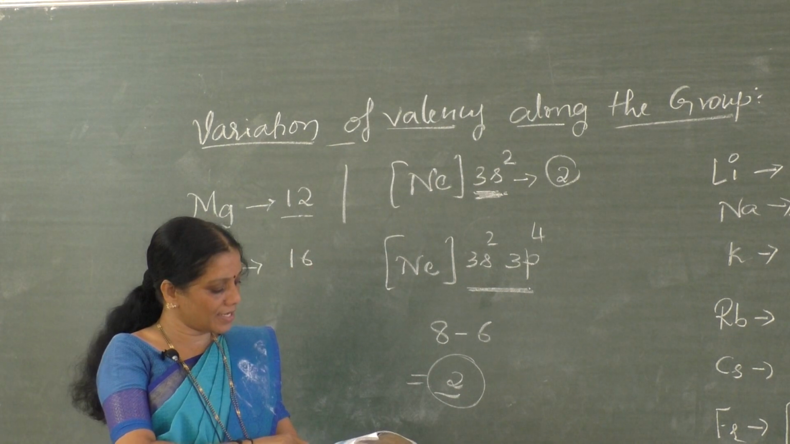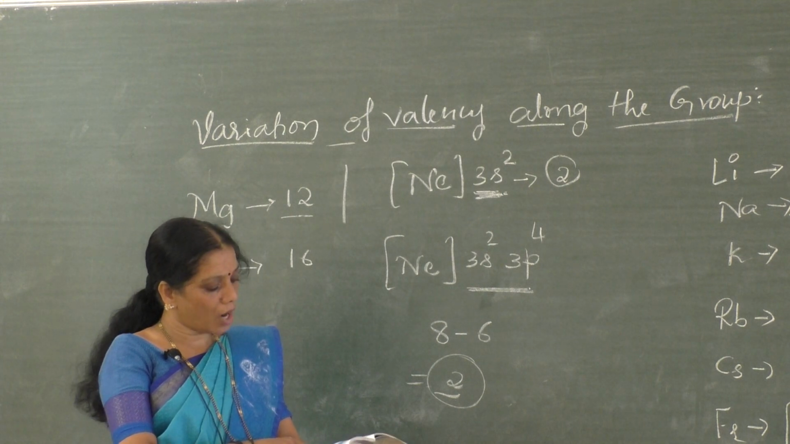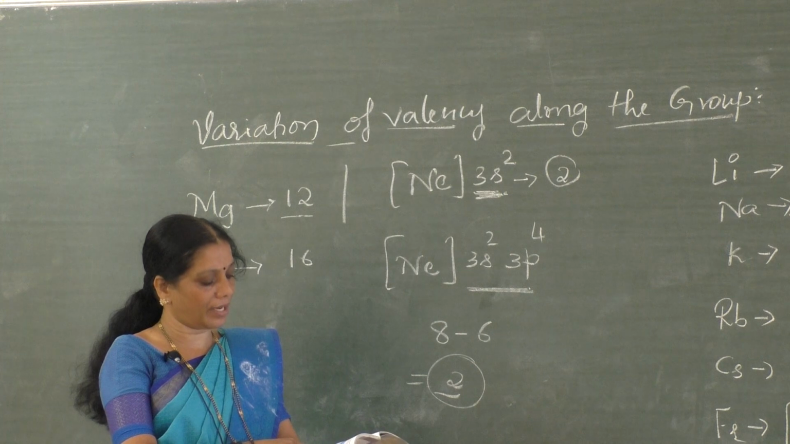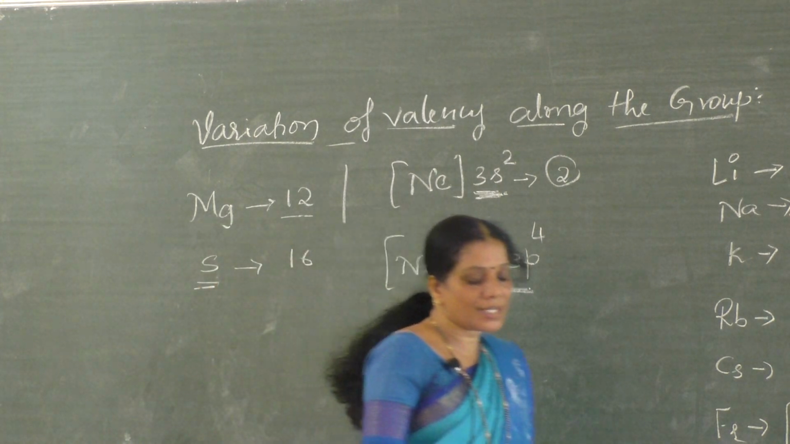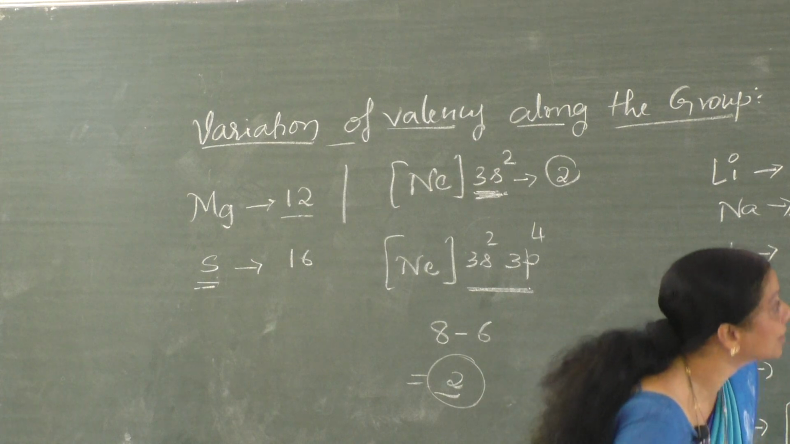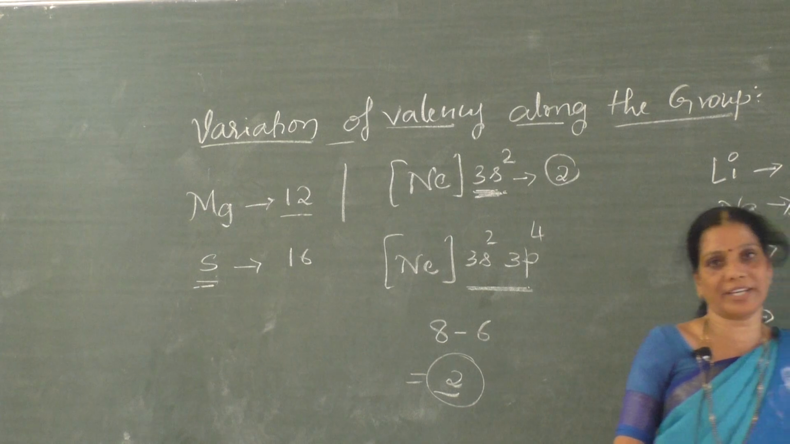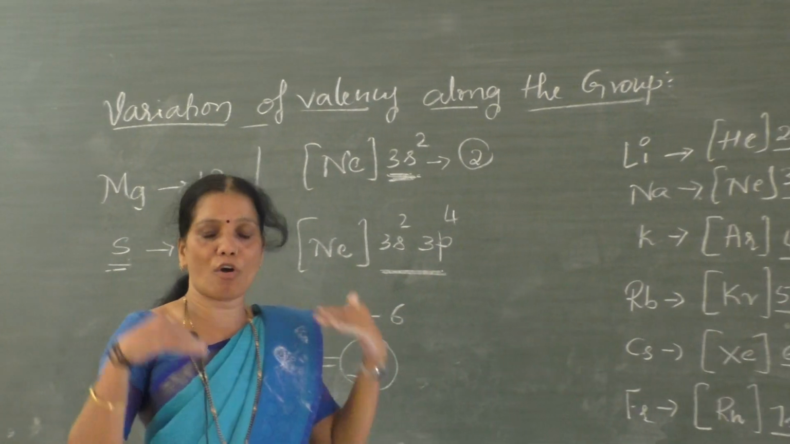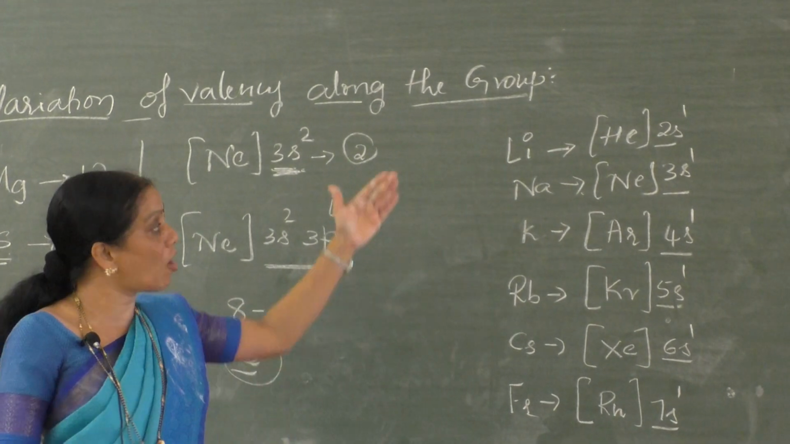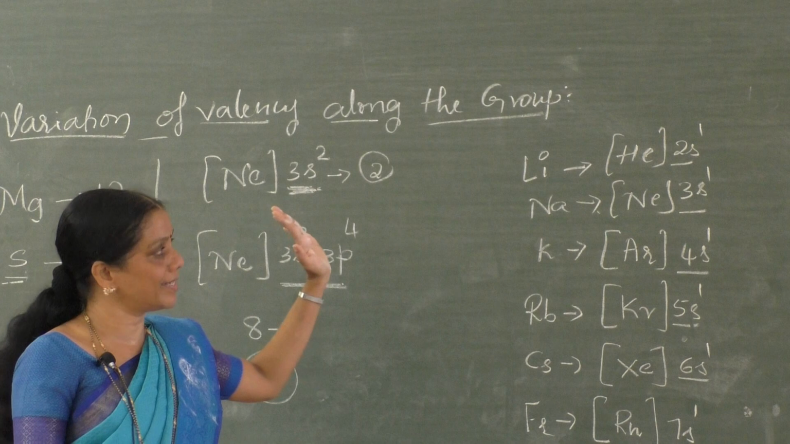Okay. Next, the last question of the activity 5.6. How does the valency vary in going down a group? That is from top to bottom. We have studied how it varies. Valency remains the same for each and every element belonging to the same group. Clear for you, students?